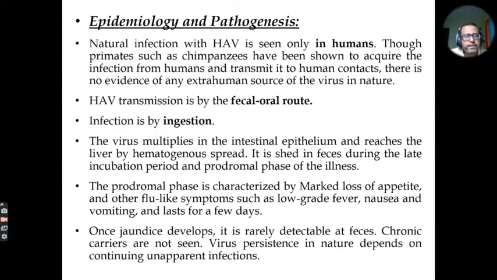Now the prodromal phase of hepatitis A infection is characterized by marked loss of appetite, as the person has no desire to eat. Other symptoms shown are flu-like symptoms, low-grade fever, nausea, and vomiting, and these symptoms last for a few days. When these symptoms are shown, this phase of infection is known as the prodromal phase.